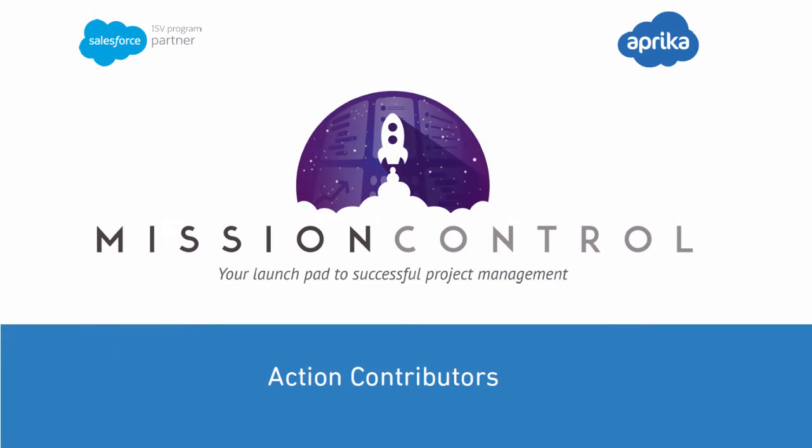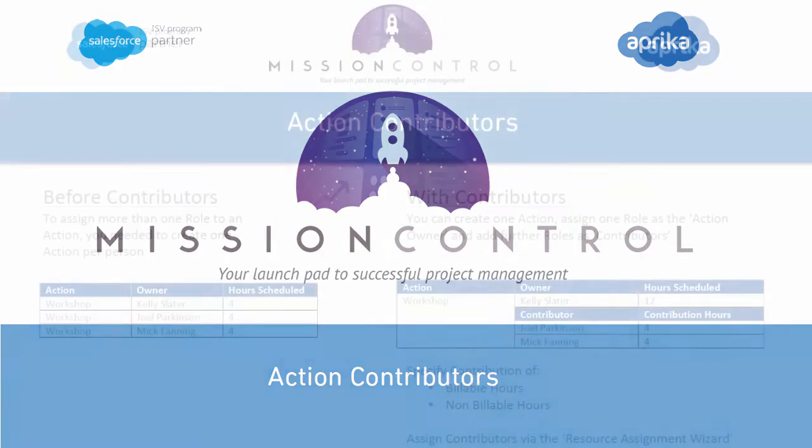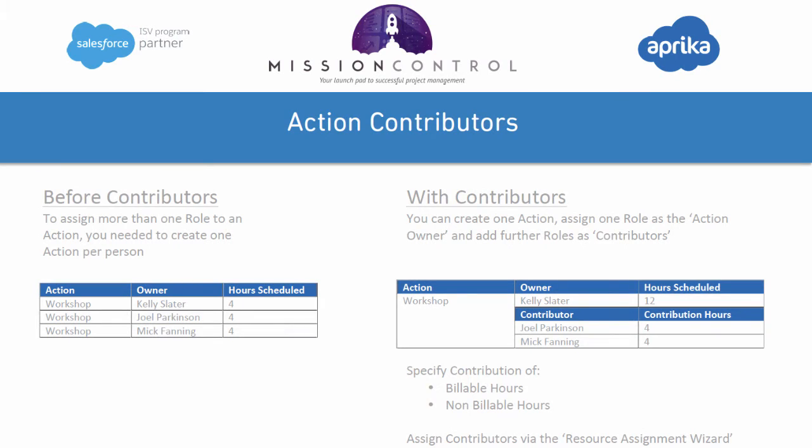The new feature coming into Mission Control in this release is Action Contributors. Let's take a quick look at what this means. Up until now, if you wanted to have more than one resource allocated on an action, you actually had to create multiple actions, assigning one person to each action. This would enable you to have the action appear on each person's scheduler and timesheet. For example, if Kelly, Joel and Mick were all required to attend a 4-hour workshop with a client, you would need to create 3 separate actions on the project, as the example shows below.